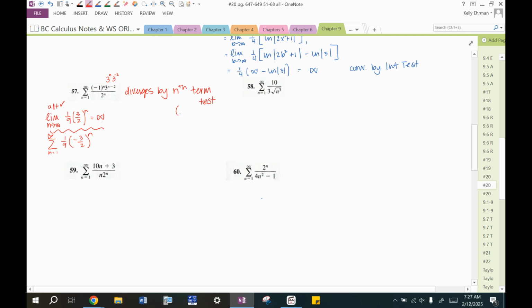So it still would come out with diverges, but you could also say geotest.